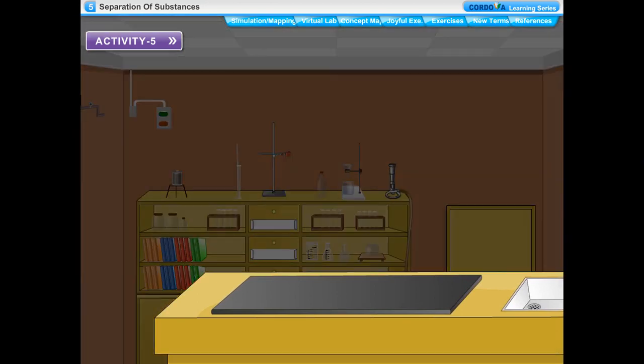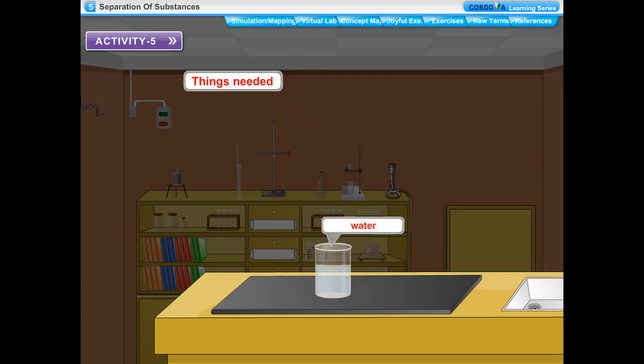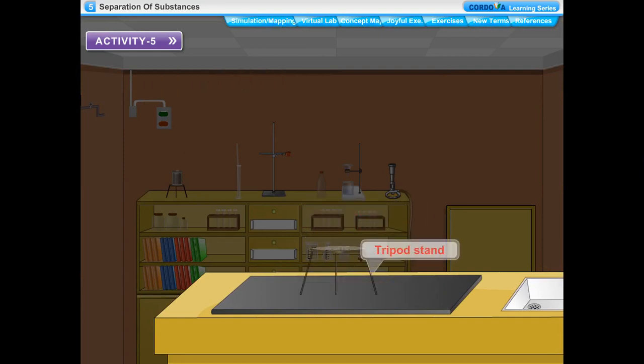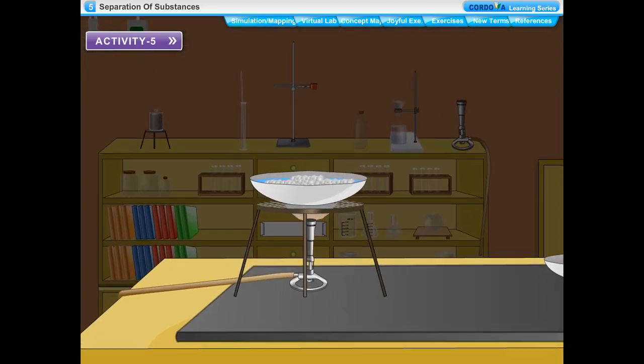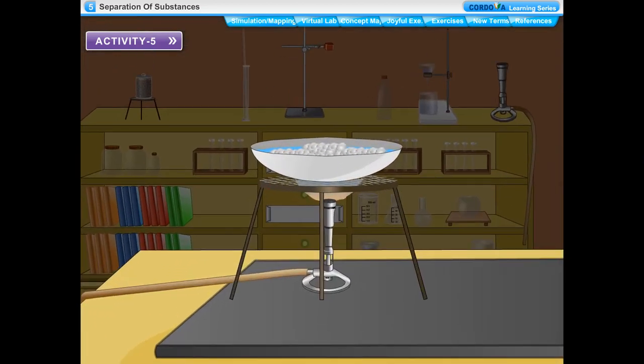Activity 5. To separate common salt dissolved in water. Things needed: common salt, water, china dish, burner, tripod stand, wire gauze. Method: dissolve a teaspoonful of salt in about 50 milliliter of water taken in a china dish. Place the china dish on the tripod stand. The solution of common salt and water taken in the china dish is heated gently by using a burner.